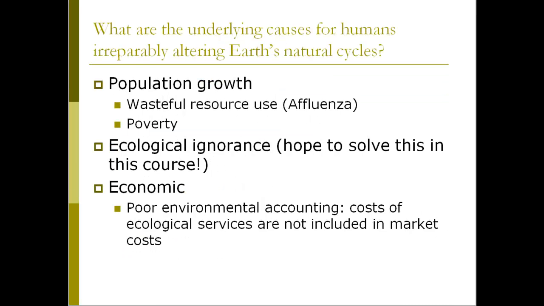So, underlying causes. These are things that are going to be strung throughout the course. They're going to be woven into every single unit, just because they are underlying causes for degradation of natural capital. First thing, population growth. Population growth leads to wasteful resource use, which we call affluenza.